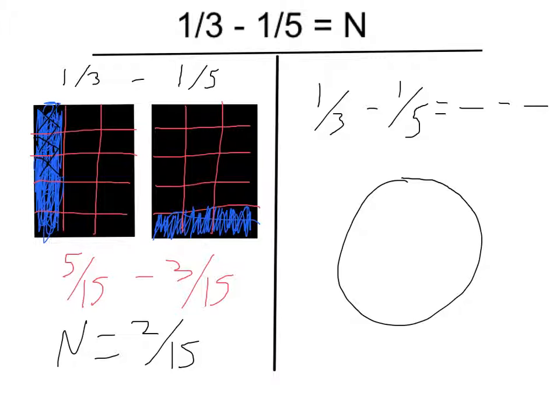Now let's look at the one on the right. Let's look at this strategy right here. Again, we see 1/3 minus 1/5. This is a little bit faster way to do it. If you feel comfortable with it, I would highly recommend doing this.